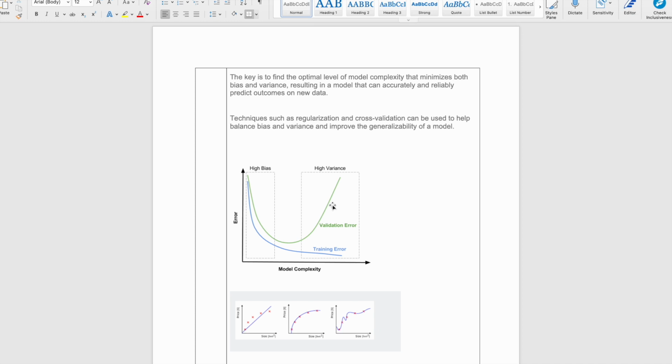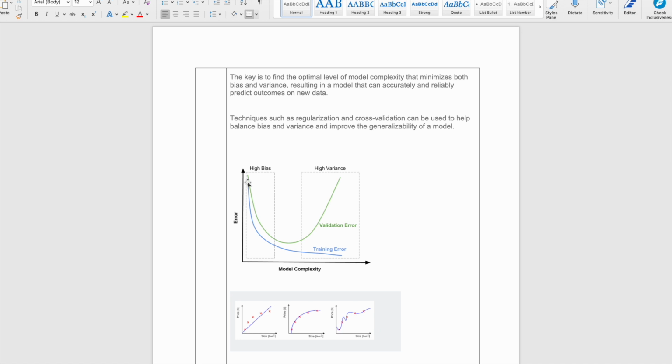The green line denotes the validation or the test error, and the blue line denotes the training error. Now let's see what will be the training error and the test error in this case. If I am doing a very simple model like a linear model, it will be the case of high bias, right? My error will be very high. Both the training and the validation error will be high.